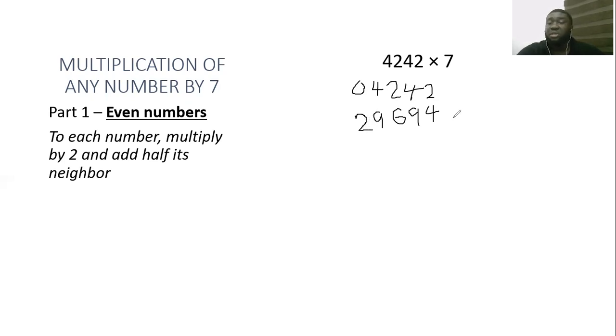So that's it. Very easy. Remember, all you just need to do is multiply each number by 2 and add half of its neighbor.